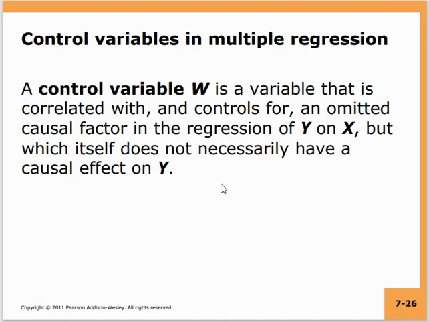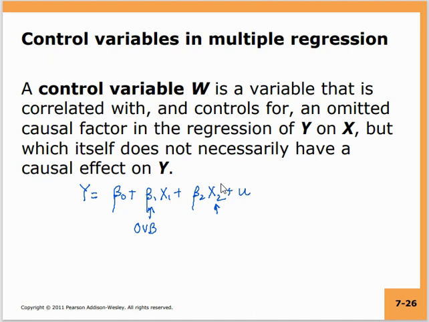So a control variable W is a variable that is correlated with and controls for an omitted causal factor in the regression of y on x, but which itself does not necessarily have a causal effect on y. So previously we have looked at a population regression function y equals beta 0 plus beta 1 x1 plus beta 2 x2 plus u, where we have included x2 to avoid omitted variable bias in the estimated beta 1 parameters.